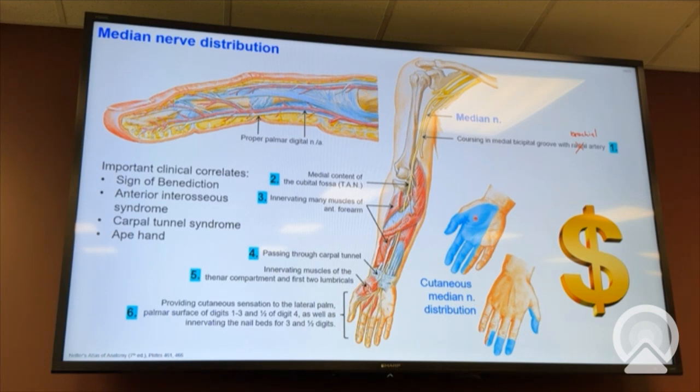Median is money. So this is the cutaneous sensory distribution of the median nerve. So ears are always up for cutaneous sensory findings. It's exclusive to the nerve, right? It can't be any other nerve that's doing this.